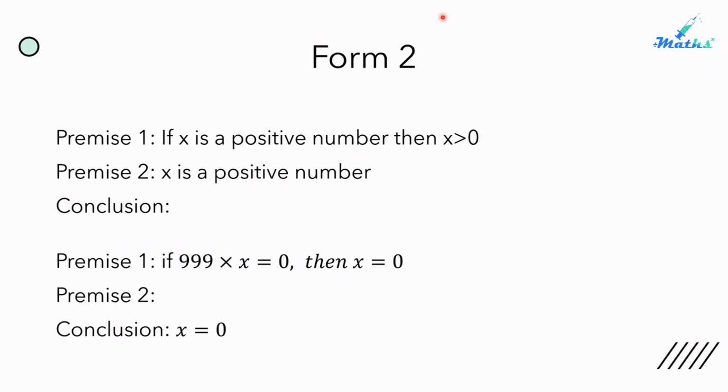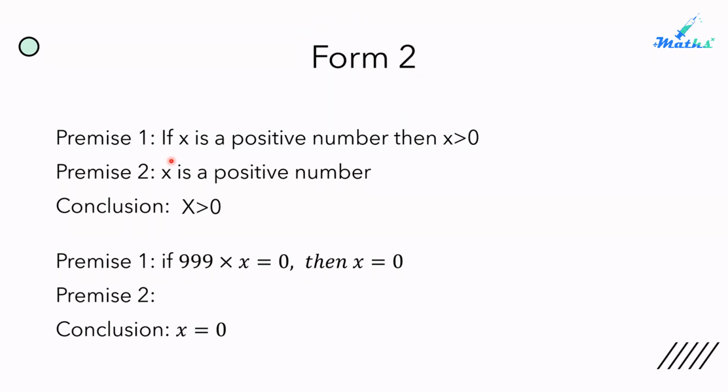is form 2. In this form 2, I would like to do a question where I give you premise 1 and premise 2, and you will find out the conclusion. Okay. So if x is a positive number, then x is more than 0. And the second premise is x is a positive number. So what will become the conclusion? Is x more than 0.